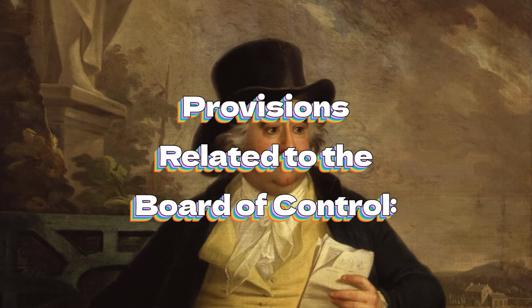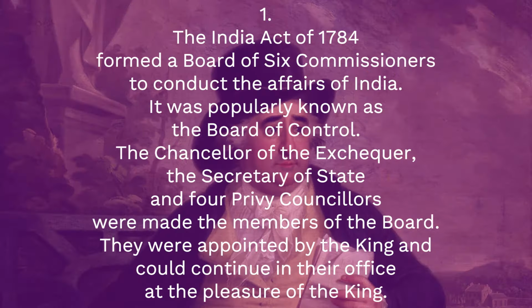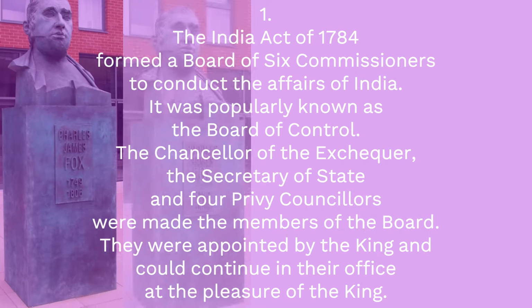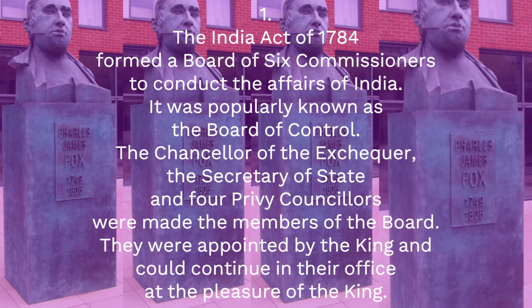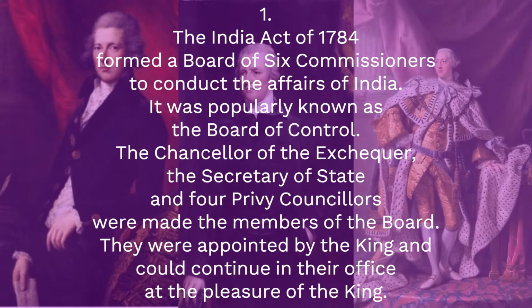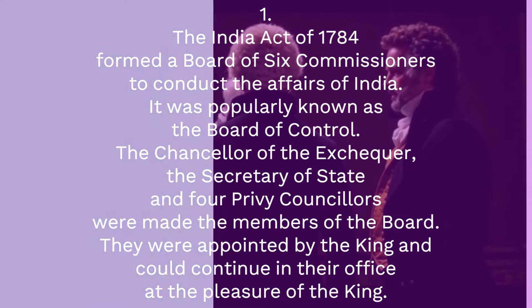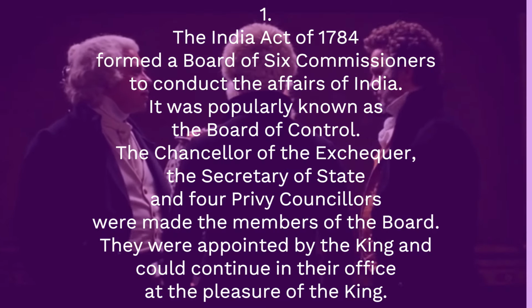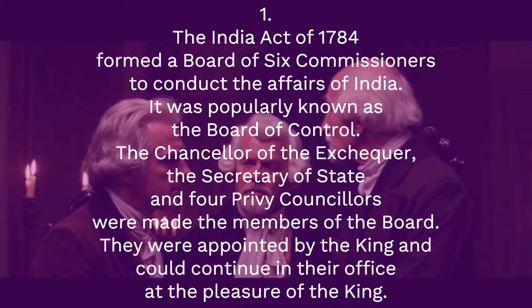Provisions related to the Board of Control. 1. The India Act of 1784 formed a board of 6 commissioners to conduct the affairs of India. It was popularly known as the Board of Control. The Chancellor of the Exchequer, the Secretary of State and 4 Privy Councillors were made the members of the board. They were appointed by the King and could continue in their office at the pleasure of the King.